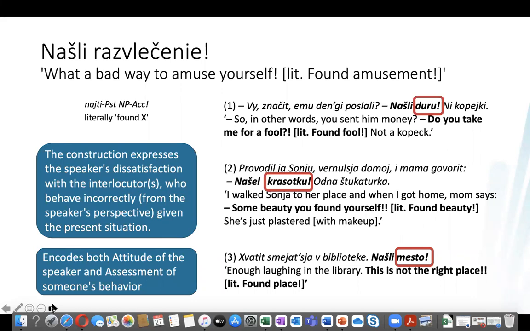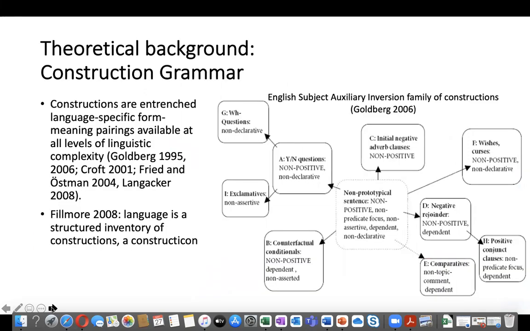Okay, but one of the most important things that we want to tell you in this presentation is that the Constructicon is not just a pile of constructions, but rather it's a very systematically structured item. And we get this idea from work that has been done previously, especially by Adele Goldberg and Charles Fillmore, who said that language is a structured inventory of constructions. Adele Goldberg made this nice observation of the English subject auxiliary inversion family of constructions, showing that we have a prototype of a non-prototypical sentence, and then we have specific types of constructions that are related to this.